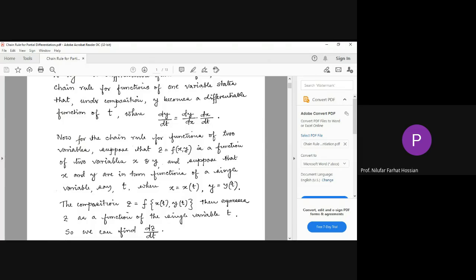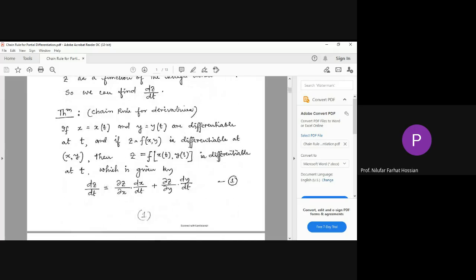Here, y was a function of x only and x was a function of t. So in the independent variable, there was only one, it was only x. So there is only one term here, dy by dx into dx by dt. This is dy by dx because y is a function of x only. There is no other variable. That's why it is dy by dx.